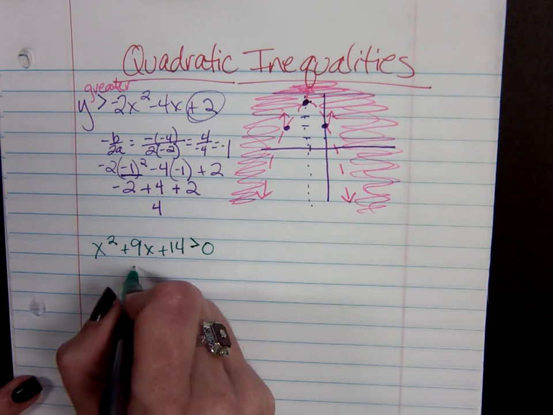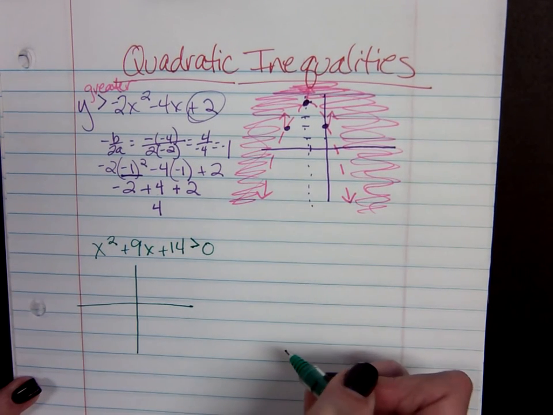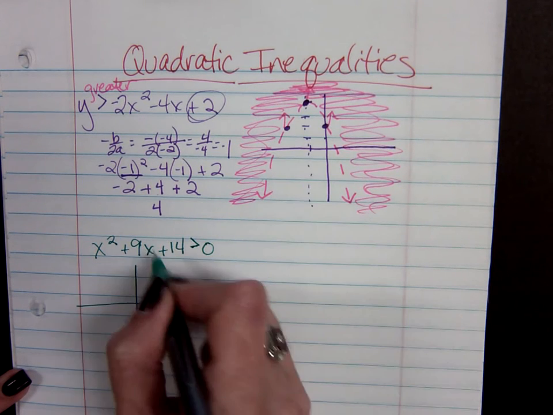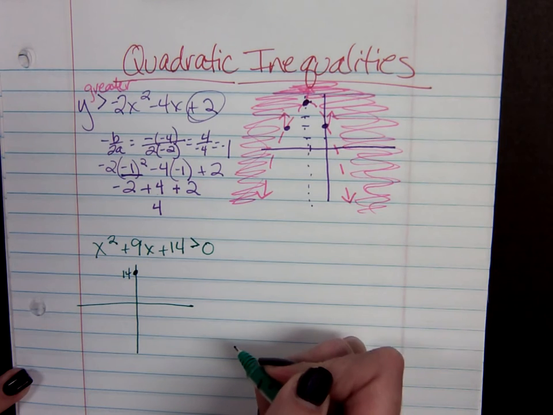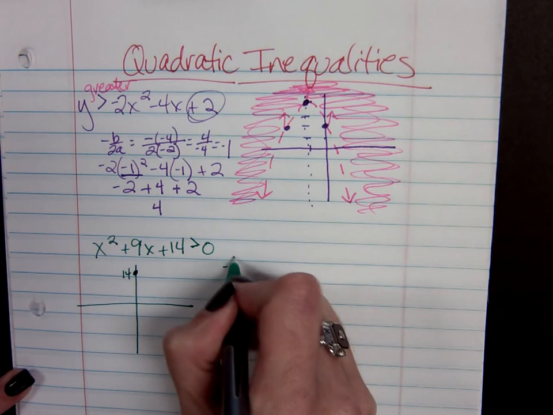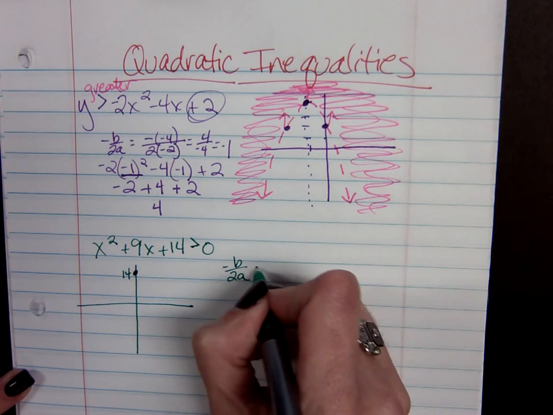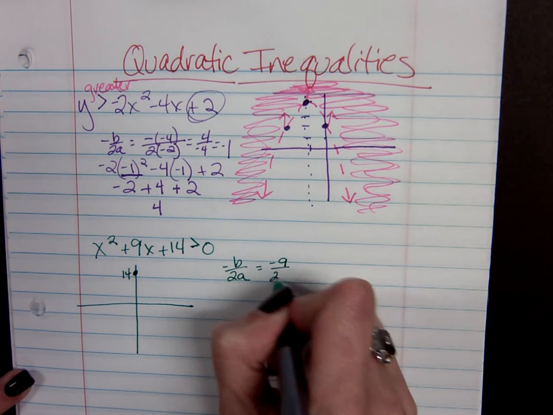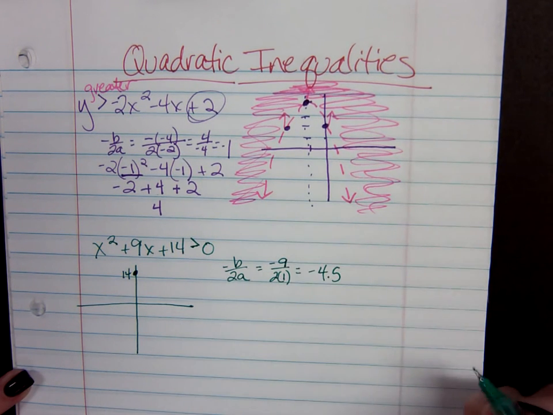Okay? We're just going to lay out x and y. I know my y-intercept is at 14. I'm just going to call this 14. And then I need to find my vertex. If I use negative b over 2a, then I'm going to end up with negative 9 over 2 times 1, which is negative 4.5, which is fine.